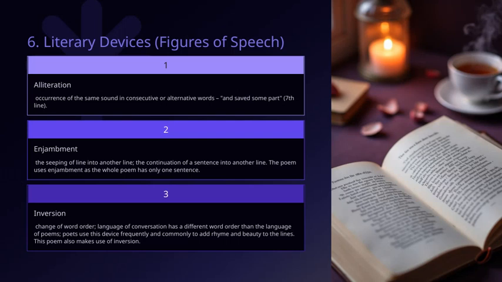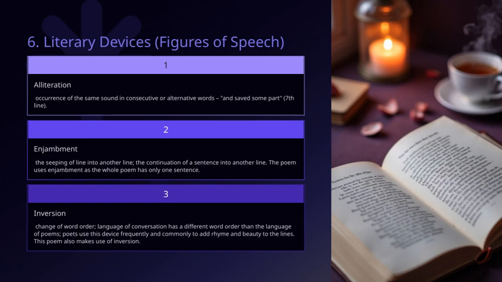Now let's look at some key literary devices we see in poetry. First, there's the change of word order, which is quite common in poems. Poets often invert the usual sentence structure to create a certain rhythm or emphasis. This technique is called inversion, and it helps add rhyme and beauty to the lines. You'll notice it frequently in poetry to make lines more musical or impactful.